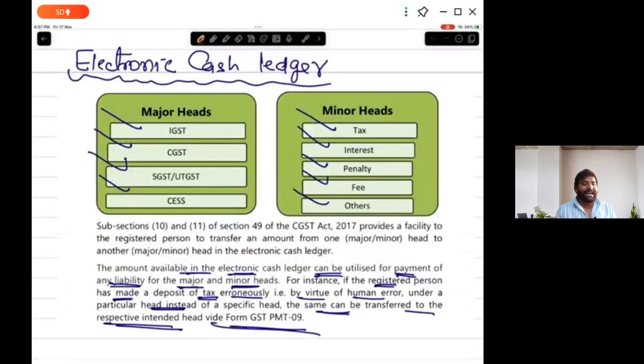I can deposit my tax in IGST head, CGST head, SGST act, or cess head, and under tax, interest, penalty. But one interesting thing is, I can transfer balance from one account to another.